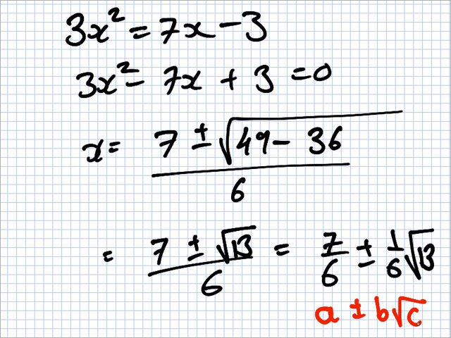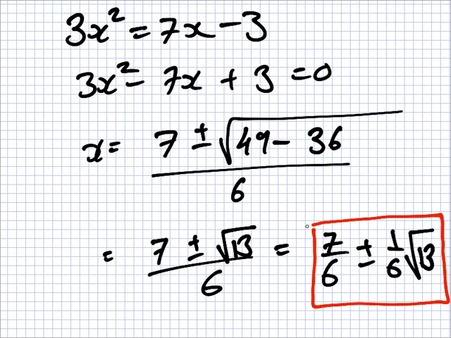Yeah. So you could just put it over 6, it's okay, but it's safer to do what I did. So I would much prefer, for safety reasons, you write the answer like this. Because this is of the form a plus minus b root c. The surd form.